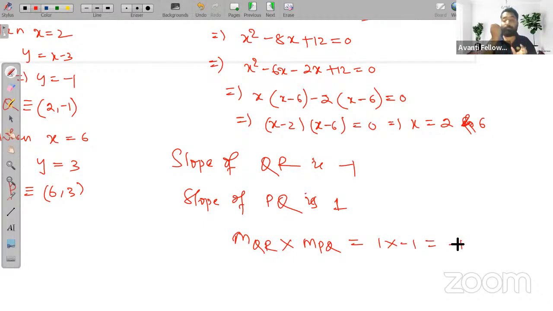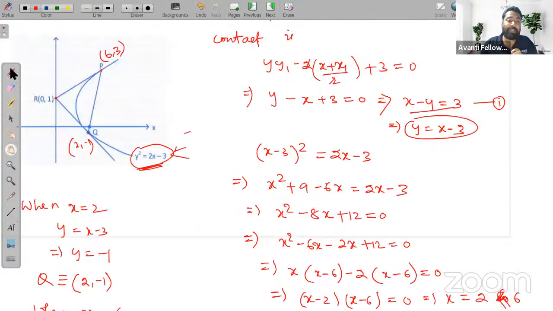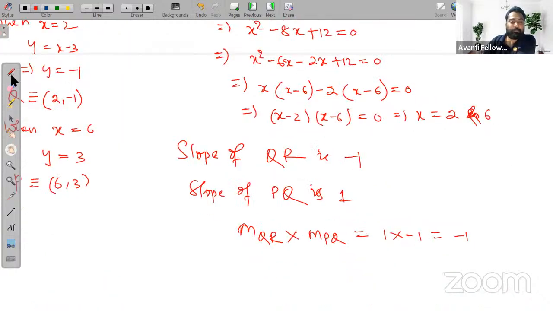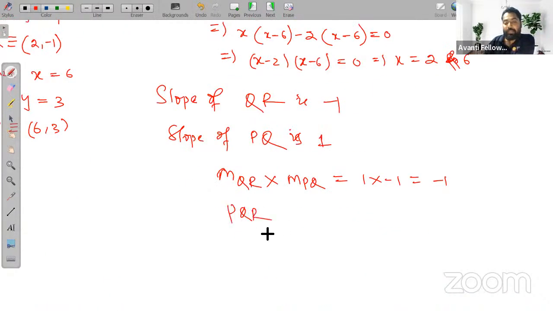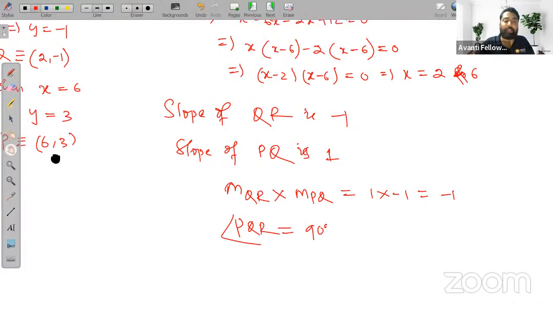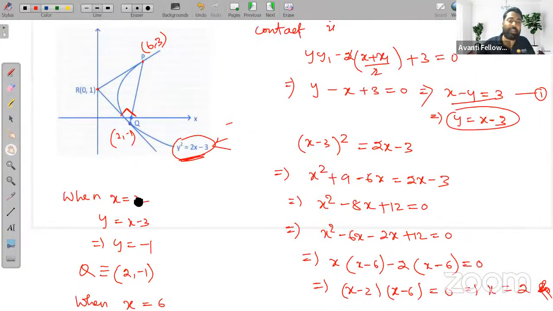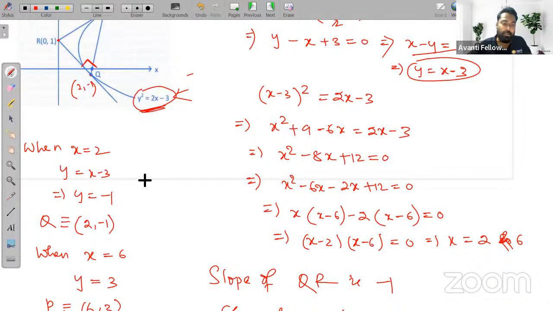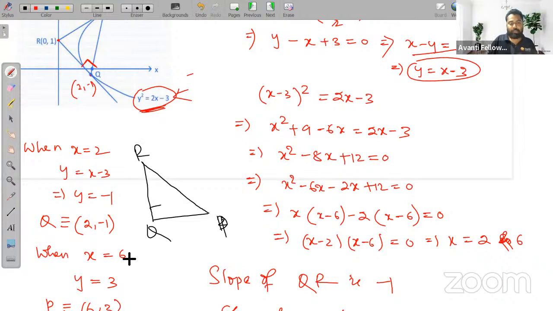So when the product of the slopes of two lines is minus 1, that means those lines are perpendicular to each other. That means here we are getting the angle PQR is 90 degrees. So here you are getting a right angle triangle. If I draw the figure here, suppose this is my right angle triangle: this is Q, this is P, and this is R, and this is my right angle.